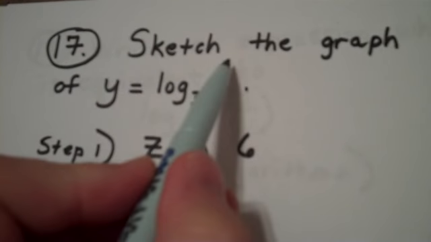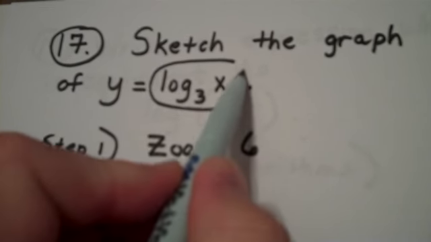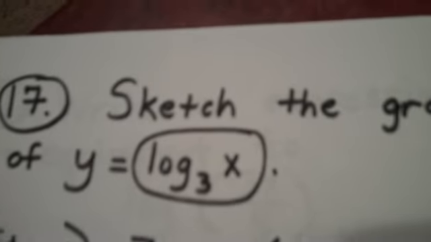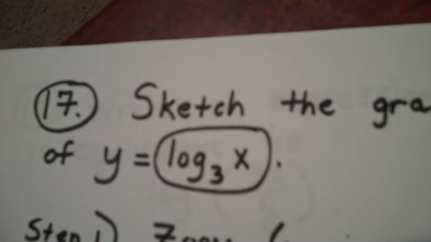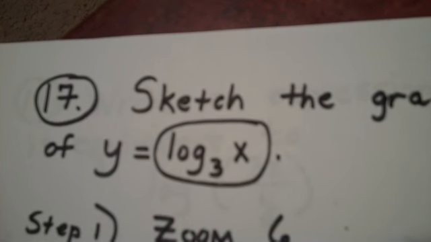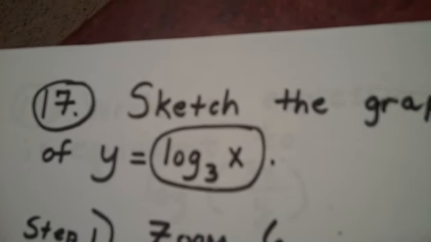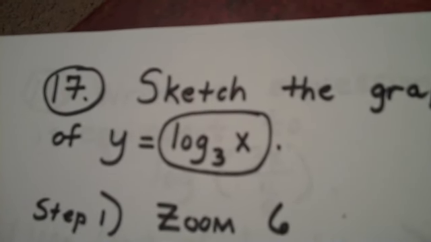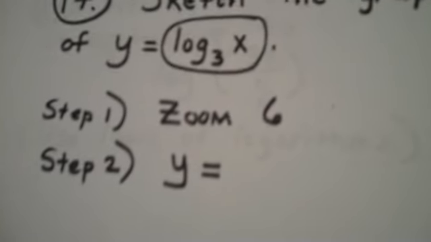Now, here's where we have to get clever. Log base 3 of x. There is no key on our calculator for log base 3. The only two log buttons we have on our calculator are log, which is log base 10, and ln, which is log base e.